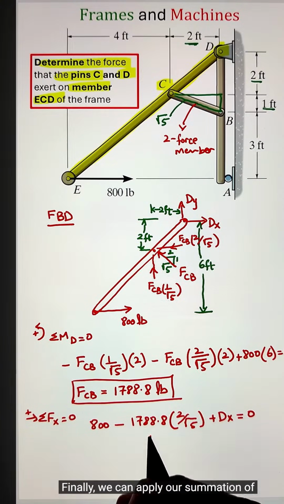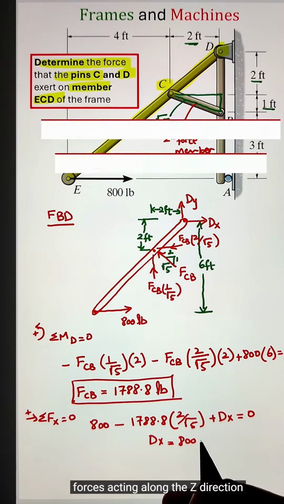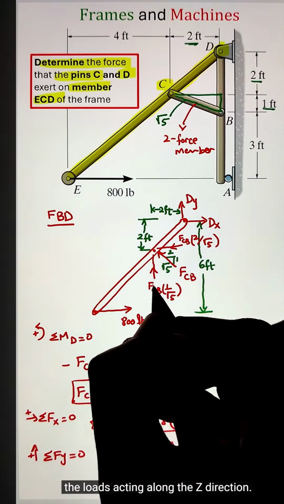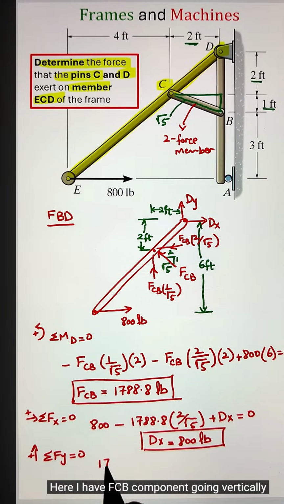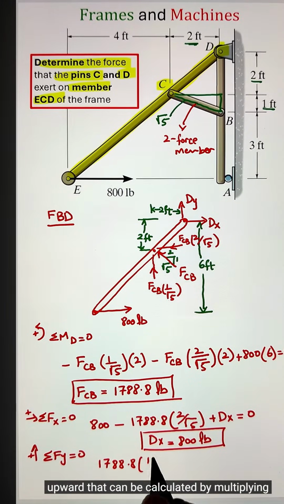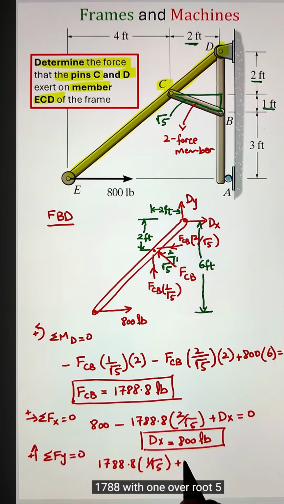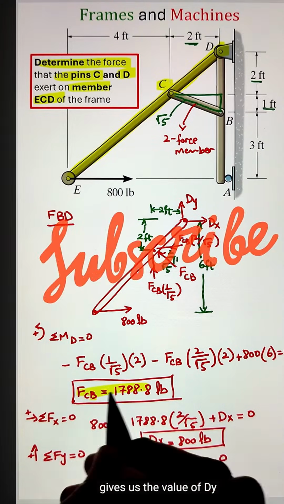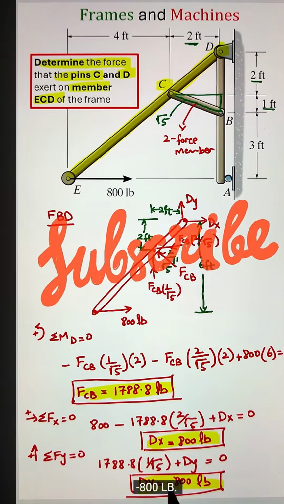Finally, we can apply our summation of forces acting along the vertical direction equals 0 and add all the loads acting along that direction. Here I have the FCB component going vertically upward that can be calculated by multiplying 1788 with 1 over root 5, plus I have my Dy going upward on my free body diagram. This gives us the value of Dy as negative 800 pounds.